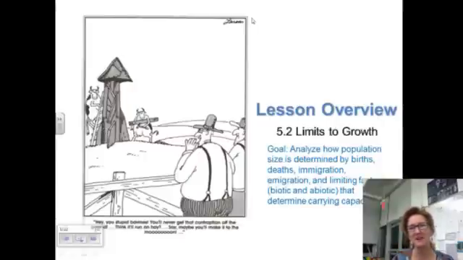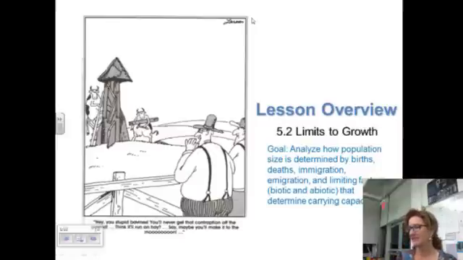Chapter 5, Lesson 5.2, Limits to Growth. Again, the goal for this chapter is to analyze how population size is determined by births, deaths, immigration, emigration, and limiting factors, biotic and abiotic, that determine carrying capacity.